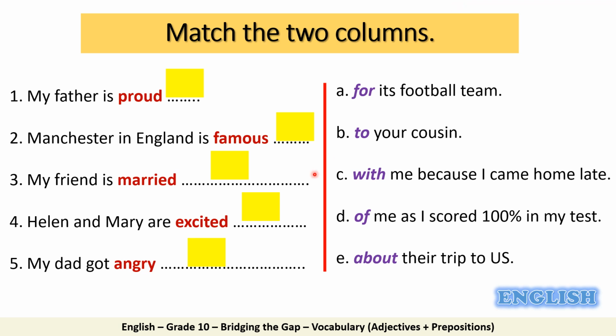Alright, dear students, now let's discuss the answers. Number 1. My father is proud of me as I scored 100% in my test. Number 2. Manchester in England is famous for its football team. Number 3. My friend is married to your cousin. Number 4. Helen and Mary are excited about their trip to US. And number 5. My dad got angry with me because I came home late. Dear students, if you got the correct answers, that means you did a wonderful job today.